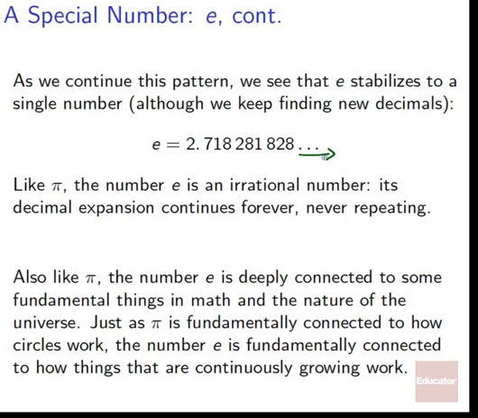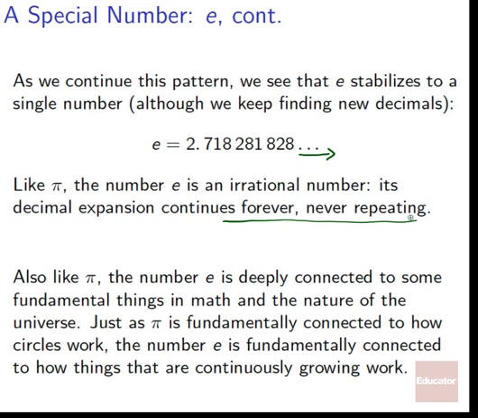Just like pi, the number e is an irrational number. Its decimal expansion continues forever, never repeating. Just like pi isn't 3.14, it's 3.141, right? It just keeps going forever and ever. So e is the same thing, where we can find many of the decimals, but we can't find all of the decimals because it goes on infinitely long.